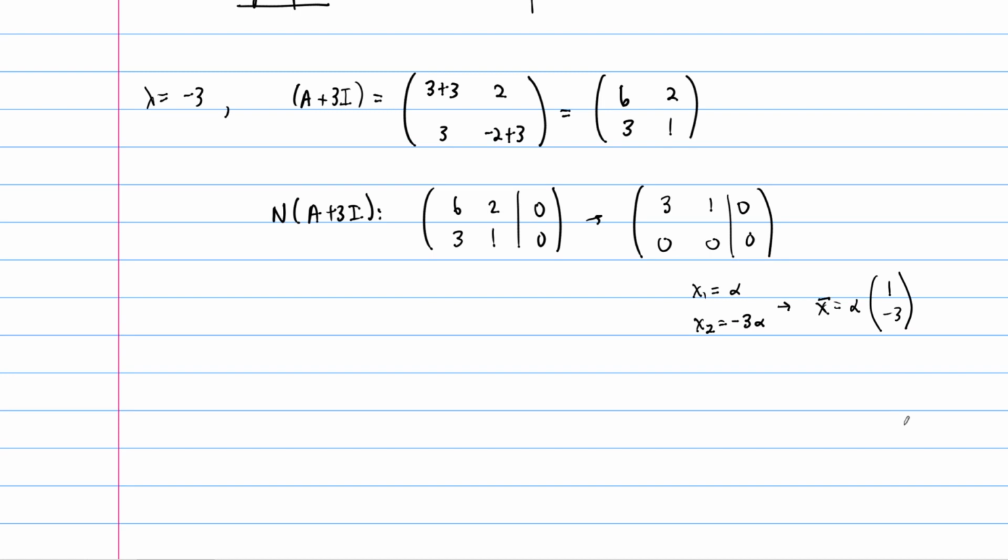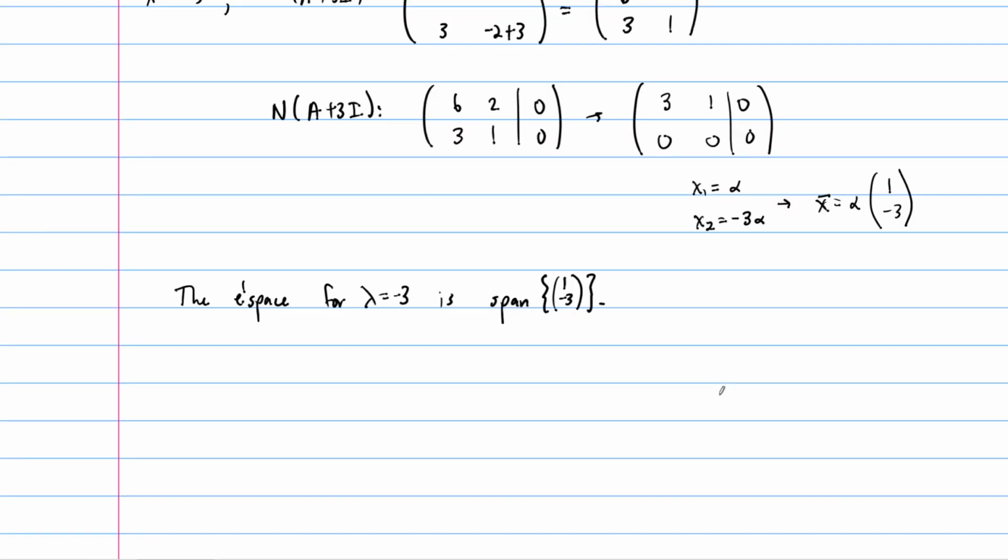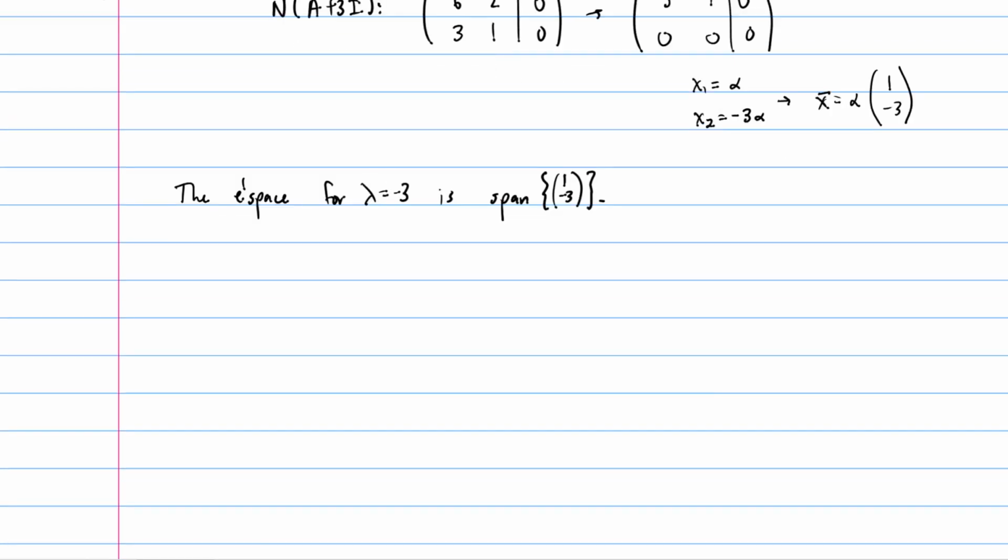And so the eigenspace for lambda equals -3 is given by the span of this basis vector here, (1, -3). And again, every vector in the span except for the 0 vector is an eigenvector that corresponds to the eigenvalue lambda equals -3. All right, let's do another example here.